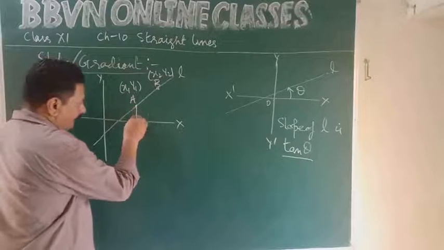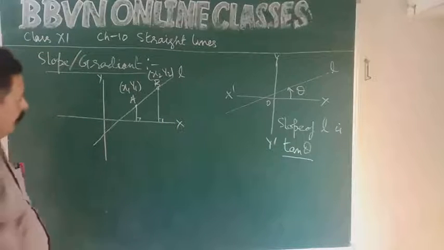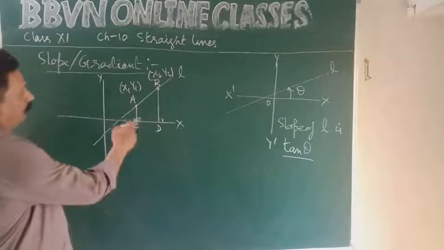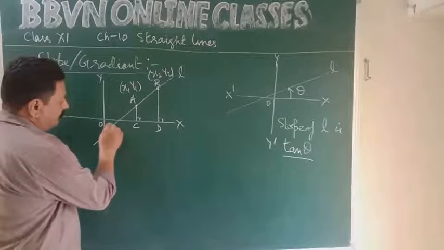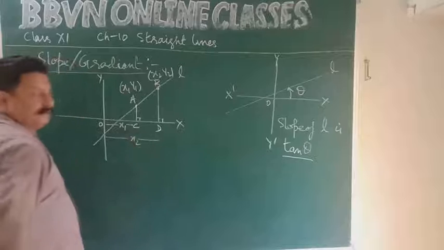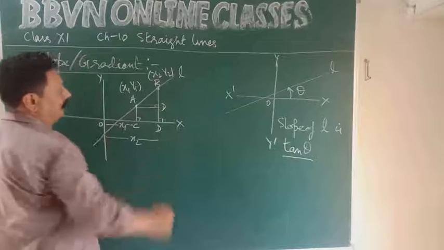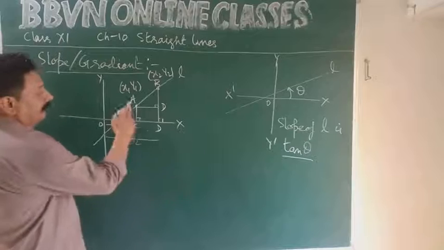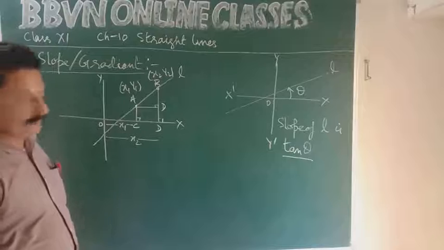So I drop a perpendicular from A, also I drop a perpendicular from B, right? So this point is say C, this point is D. The x coordinate of this point is x1. So this distance from origin is x1 units and this distance is x2 units. Now from A also I drop a perpendicular AD on segment BD. Now what do we see? AD is parallel to x-axis. Line segment AD is parallel to x-axis.